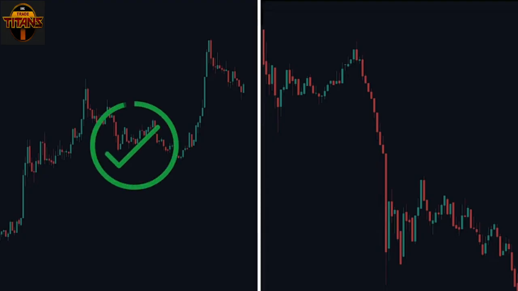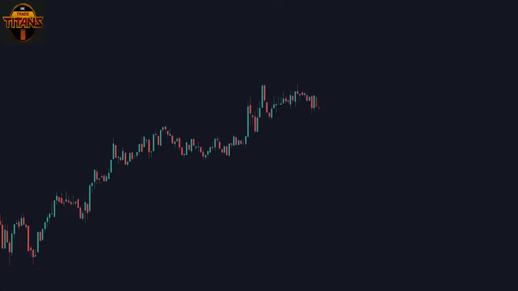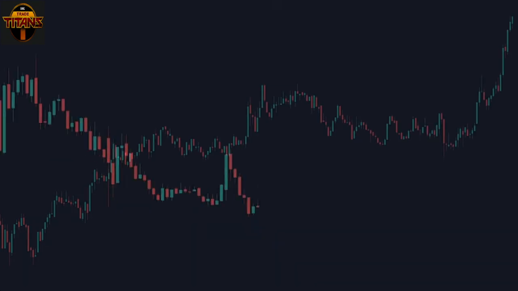I'm a huge fan of trading with the chart, not against it. What I mean by that is that I will only enter trades if the chart is in the uptrend. With all that said, let's get started with this strategy.